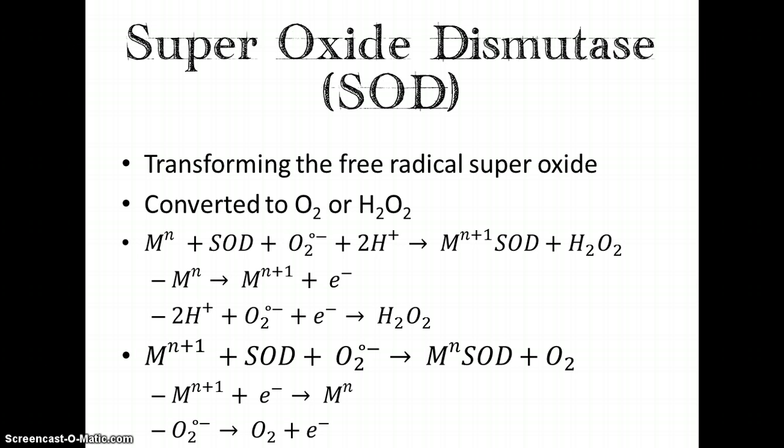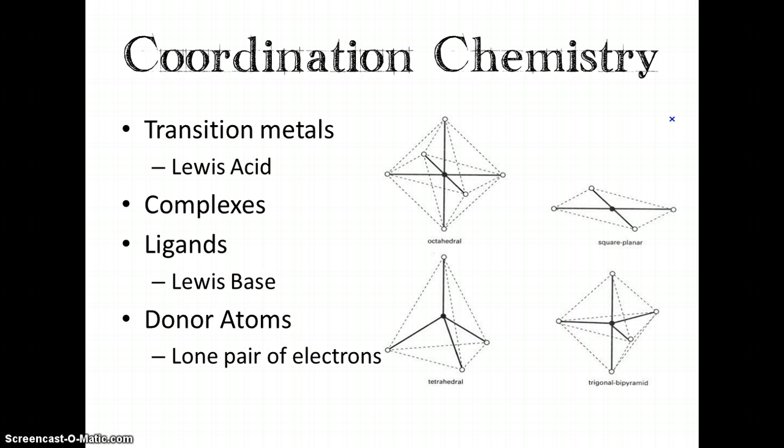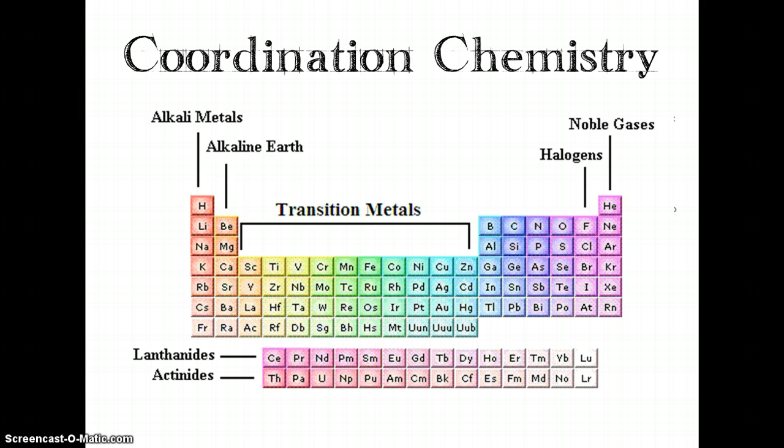The metal ion in superoxide dismutase is bound up in the enzyme by coordinating with the amino acids in the enzyme. This brings us to the second category of metal chemistry, coordination. Coordination chemistry involves transition metals. As you might recall, transition metals are defined as elements that have incomplete d orbitals or can form cations that have incomplete d orbitals.